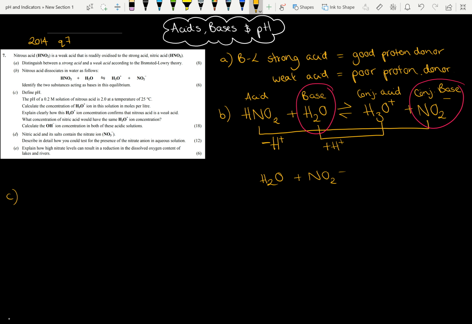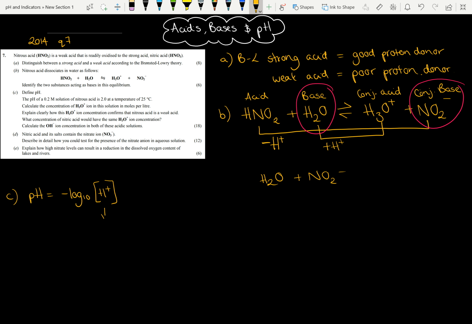So part C, they ask us to, first of all, define pH. And we know our definition for pH is just the equation that we use to calculate it. So it's minus the log to the base 10 of the H plus ion concentration. Now they tell us the pH of a 0.2 molar solution of nitrous acid is 2. Calculate the concentration of the H3O plus ion in this solution in moles per liter.